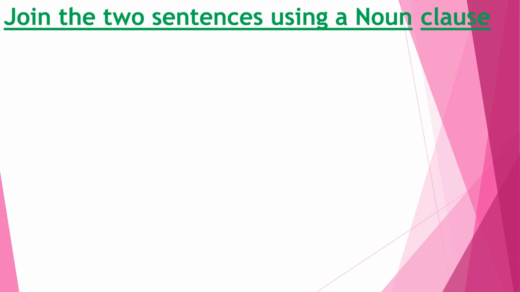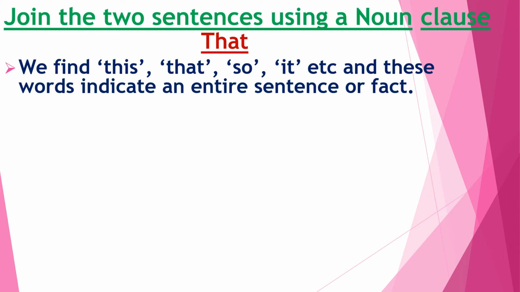Now we will discuss how to join two sentences using a noun clause. Our first joining word is "that." When can we use this joining word? When we find this, that, so, it, etc. And these words indicate an entire sentence or fact. At that time we can use "that" as a joining word.